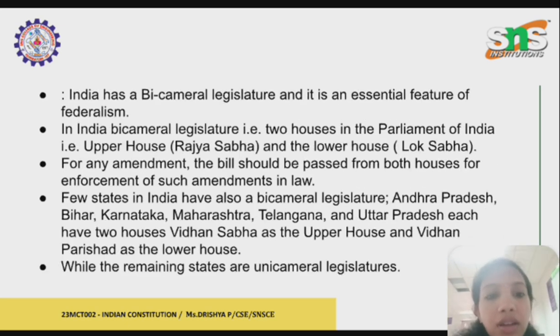In India, the bicameral legislature is an essential feature of federalism, that is, the Rajya Sabha and Lok Sabha. The upper house is Rajya Sabha, and the lower house is Lok Sabha. We will discuss Rajya Sabha and Lok Sabha very deeply in the next unit.